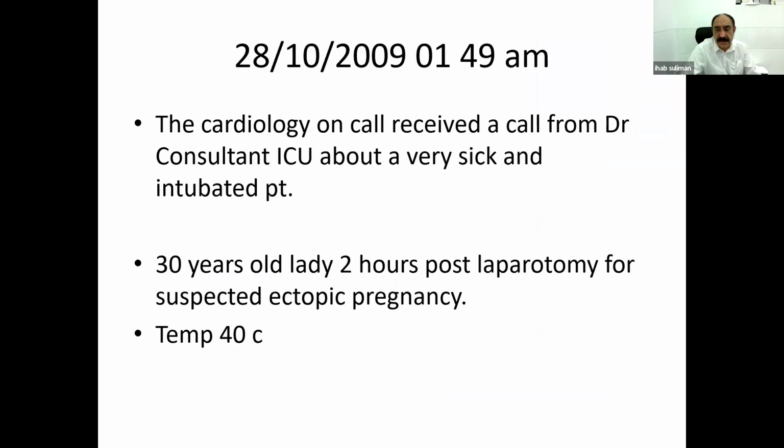Let us take another scenario of a patient who has been sick in ICU 2 hours post-laparotomy for an ectopic pregnancy, and she is quite febrile. So let us see the ECG.